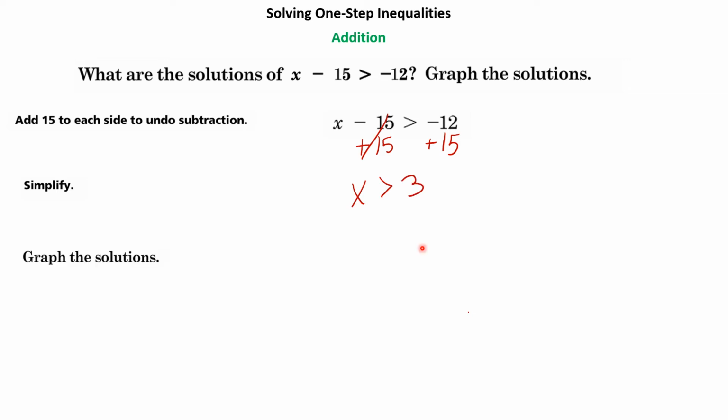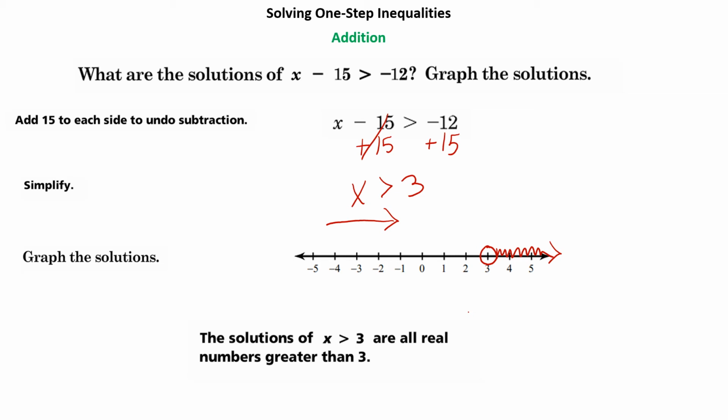Now you're going to want to graph the solution. It says that your solution is going to be greater than 3. So we're going to put a circle on 3. It's not going to be closed because it's not underlined. And then all values of x will be greater than 3, because our arrow is pointing to the right, so we're going to shade in everything to the right. What this means is that the solutions of x are all real numbers greater than 3.